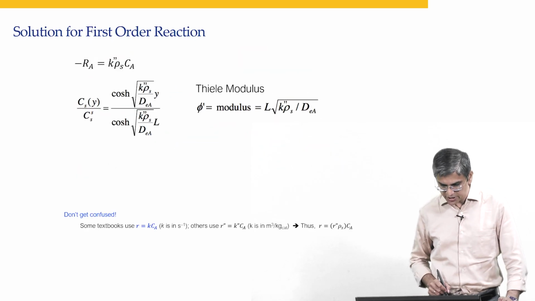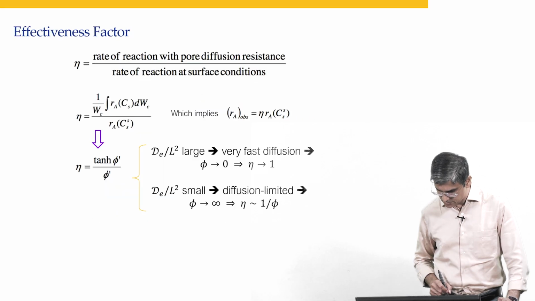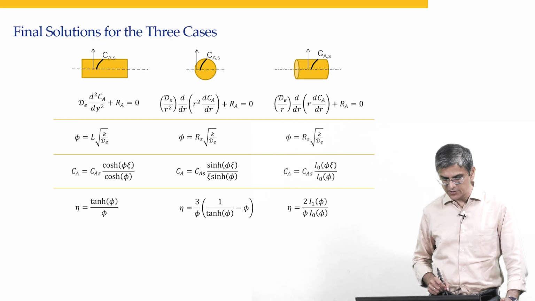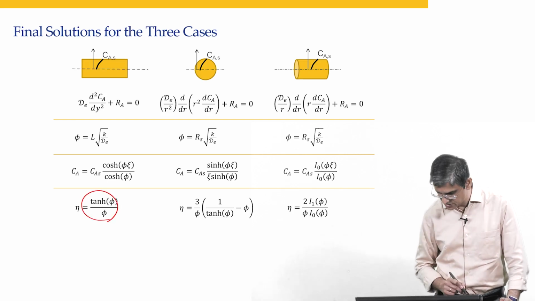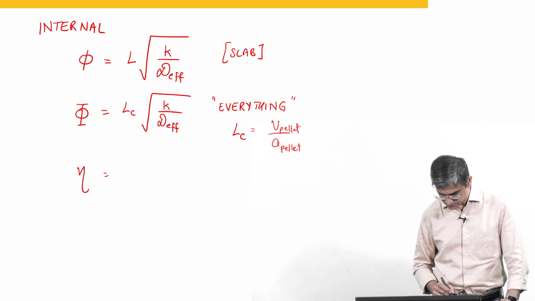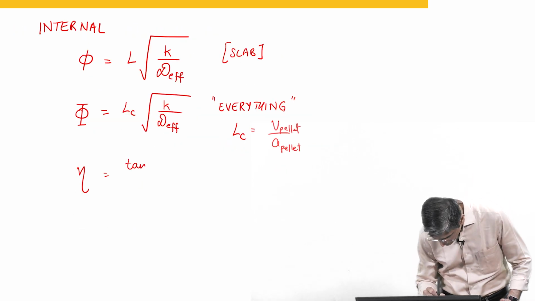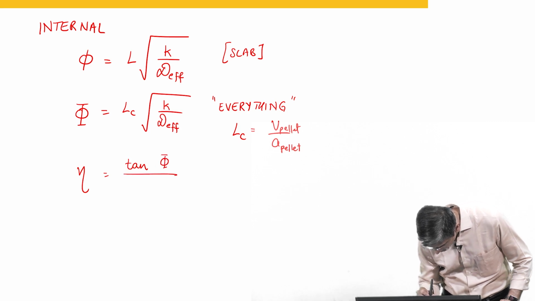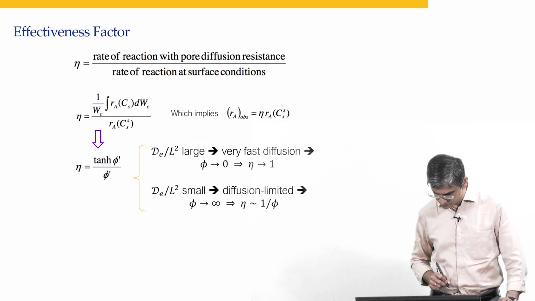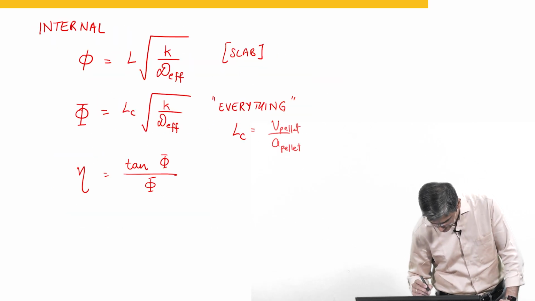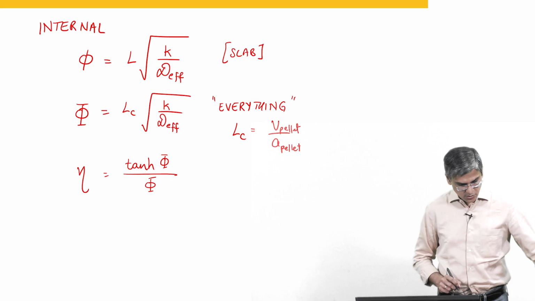okay, and your eta is given as tanh phi divided by phi. This is the eta that we will use. Tanh phi, sorry, yeah, not tan. Okay.